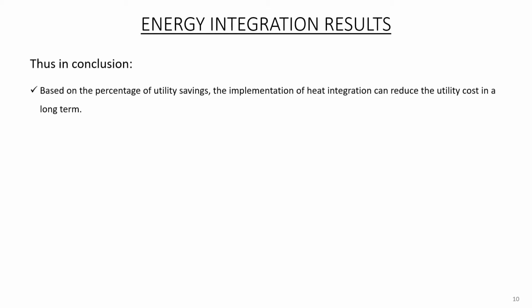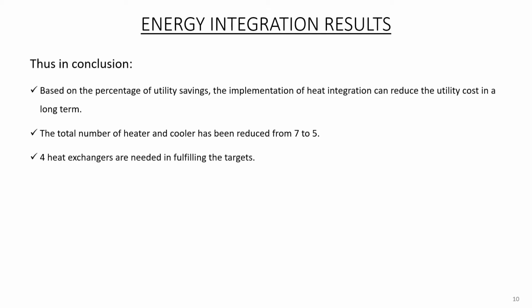based on the percentage of utility savings, the implementation of heat integration can reduce the utility cost in a long term. Apart from that, the total number of heater and cooler has been reduced from 7 to 5. Lastly, 4 heat exchangers are needed in fulfilling the targets.